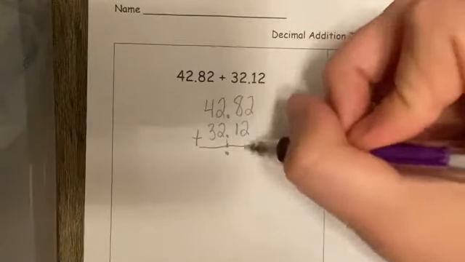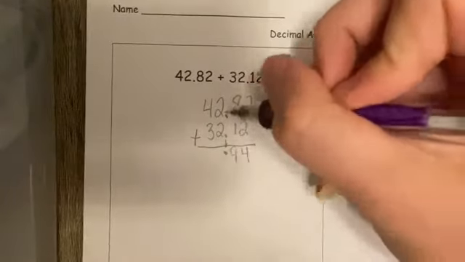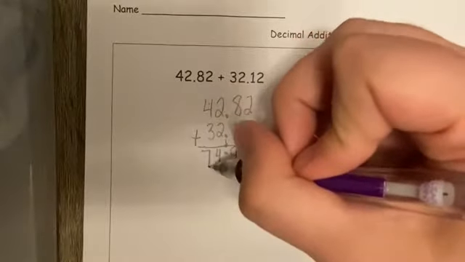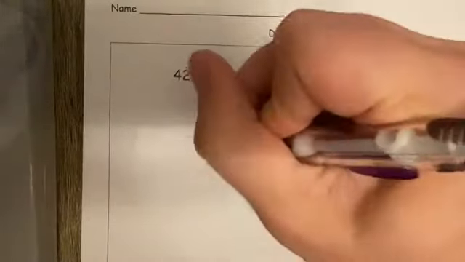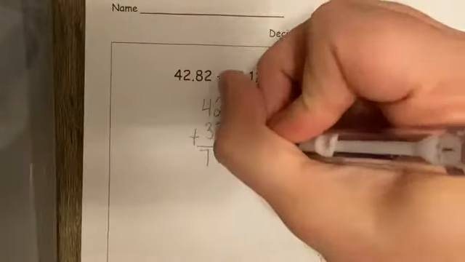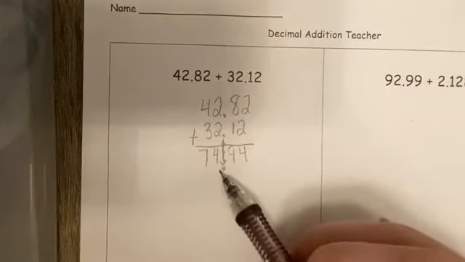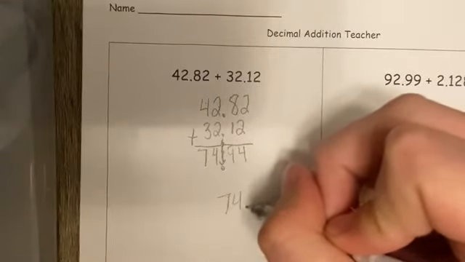Okay, so 2 plus 2 is 4. 8 plus 1 is 9. 2 plus 2 is 4. 4 plus 3 is 7. Meaning my answer is 74. I might actually want to bring this decimal down a little bit more. So my answer is 74 and 94 hundredths.